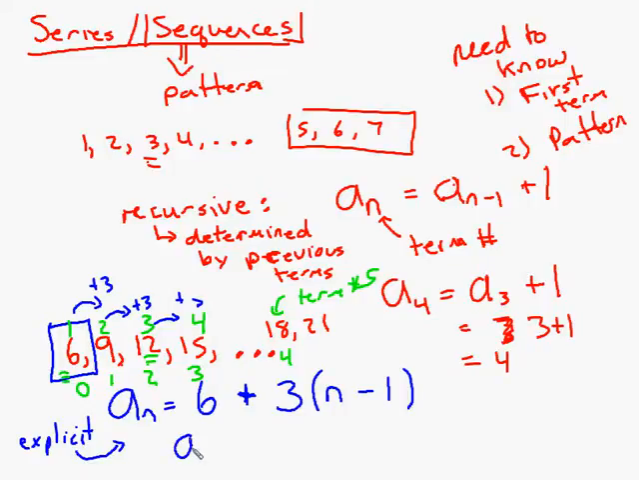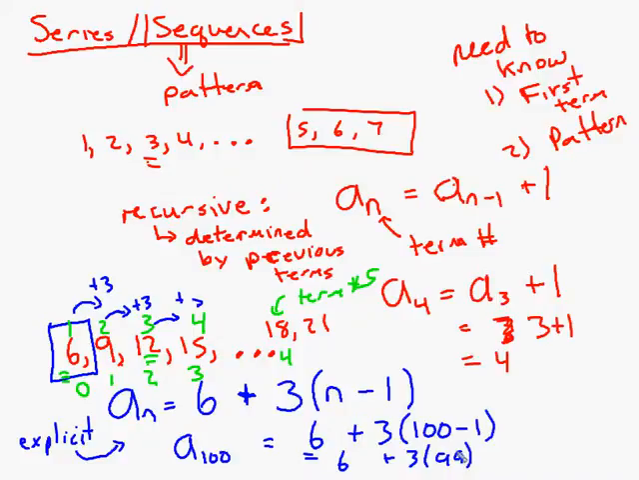So if I wanted a sub 100, well, that's the 100th term. I would do 6 plus 3 times 100 minus 1. What's 100 minus 1? 99. So it'd be 6 plus 3 times 99. So then we get our calculator. 297. So I'd have 297, and then I'd add 6 more and get 303. Okay?